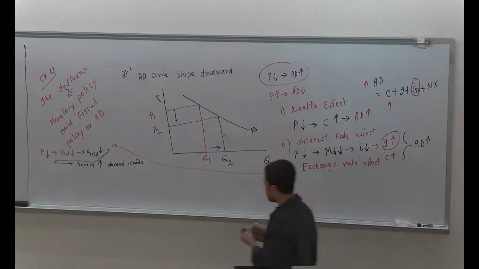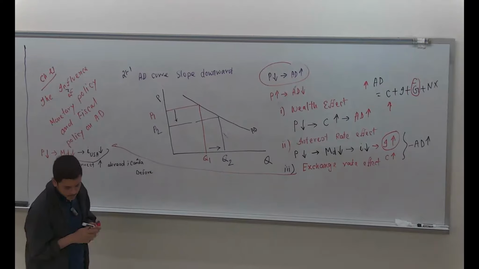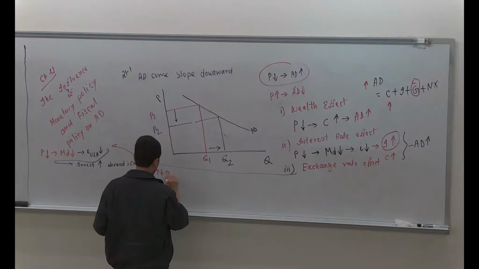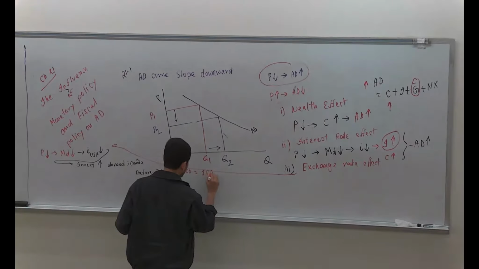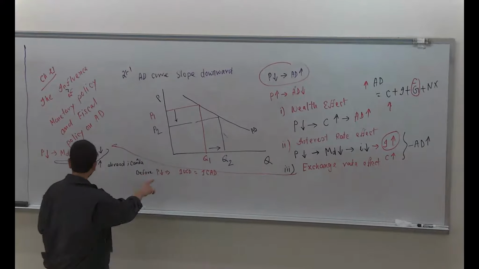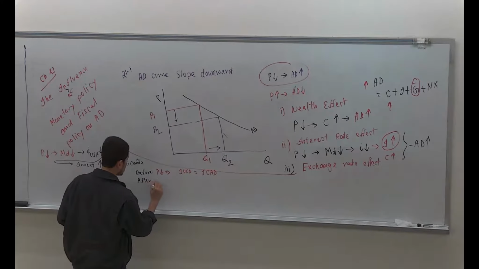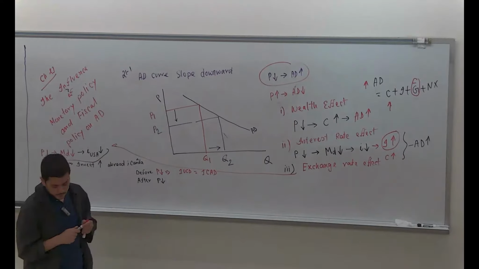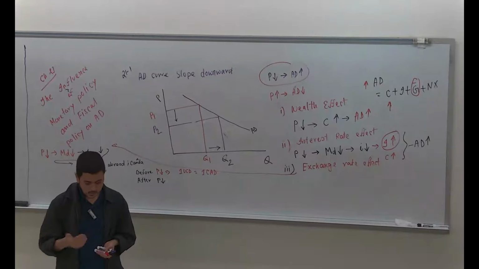So before the price level falls, let's say 1 USD equals 1 Canadian dollar. But now after the price level falls, people want to invest in Canada because the Canadian interest rate is maybe higher, because the US interest rate falls.